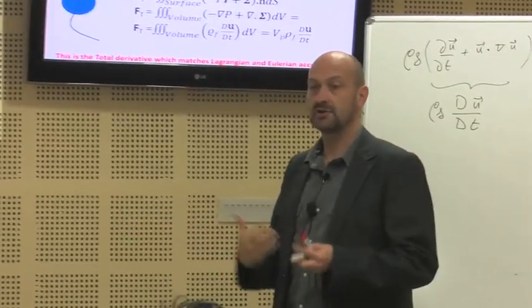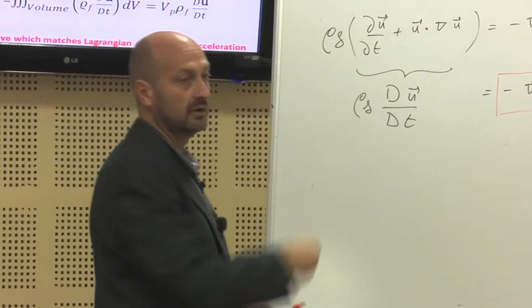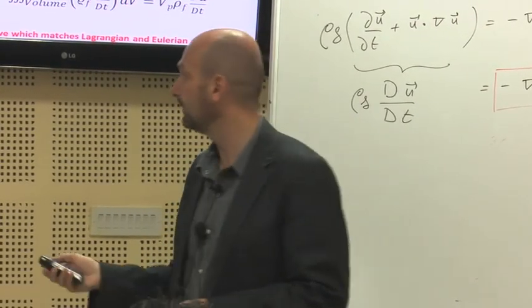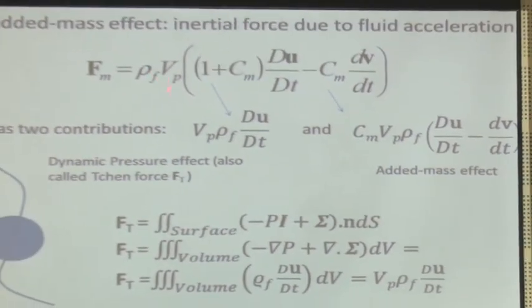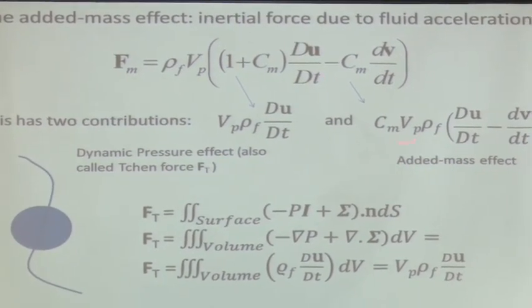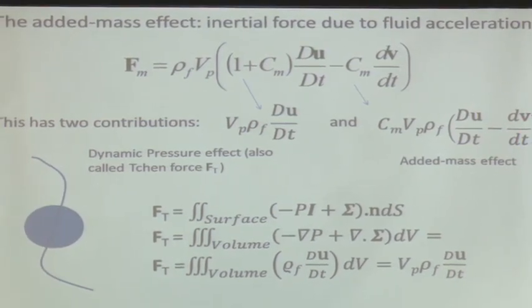But if you have acceleration in the flow, like in a turbulent flow, this term is non-zero, then it will contribute to the force acting on the particle. Okay? So this is the first part, Vp rho f Du/Dt. So this is rho f Vp multiplied by Du/Dt. And now I'm going to comment on the two other terms, this one and that one. Okay?